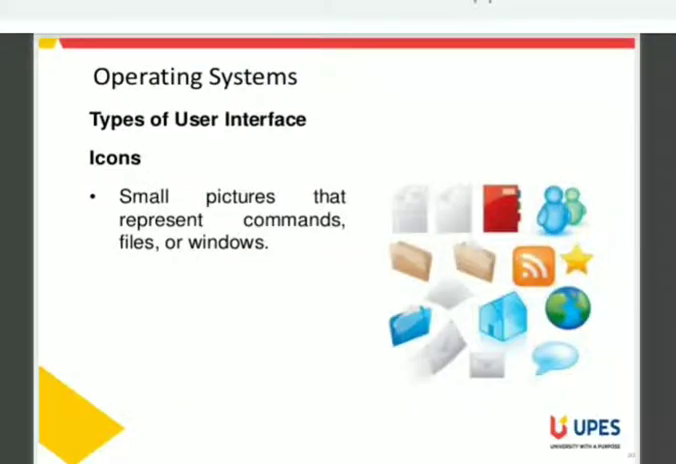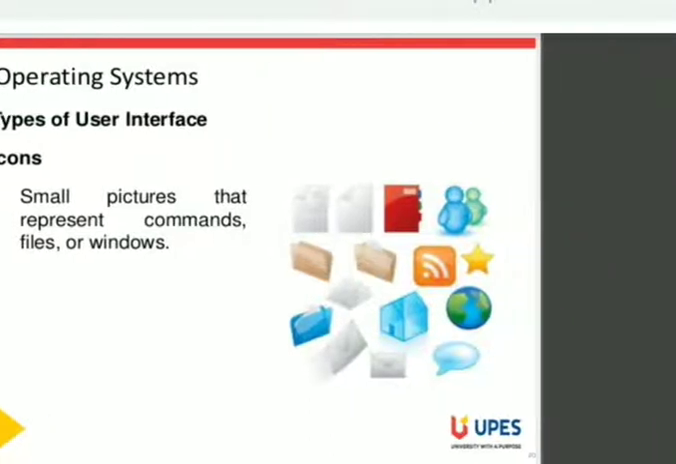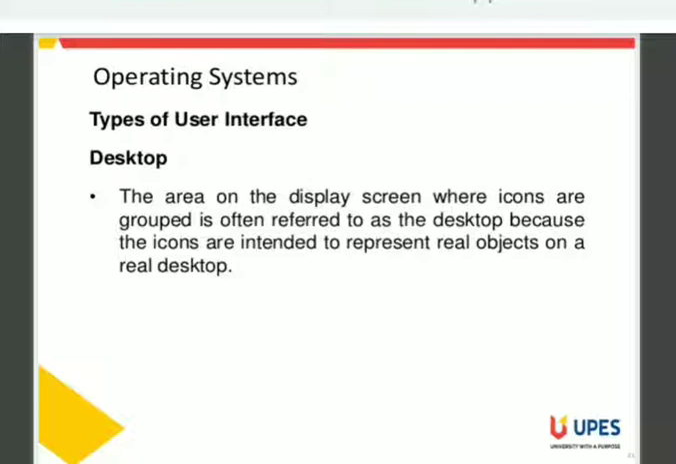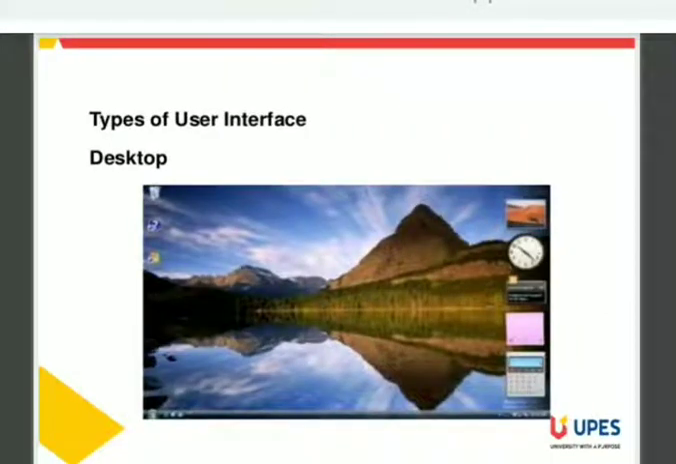Next one is icons. Here we have some icons. Those are small pictures that represent commands, files, and windows. The next element is the desktop. It is the area on the display screen where the icons are grouped, often referred to as the desktop because the icons are intended to represent real objects on a real desktop. So here we have a desktop user interface. It contains many icons.